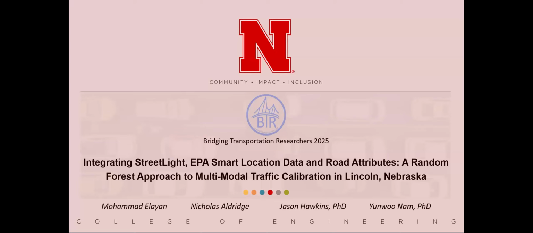Today, I'll be presenting our research titled Integrating StreetLight, EPA Smart Location Data, and Road Attributes: A Random Forest Approach to Multimodal Traffic Calibration in Lincoln, Nebraska.